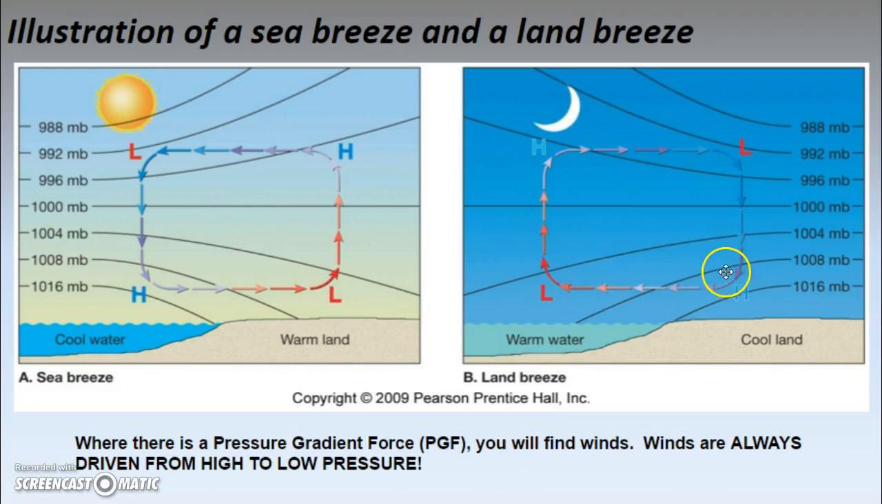And then at night, the process switches. At night, the water is slightly warmer. It's going to rise. And so this is your low pressure. Rising air is low pressure. High pressure is going to eventually push the air towards low. It's going to sink. And the process starts over again. So this is what we're forming, this pressure gradient force. Very important here. Let's apply a PGF. Where you have a pressure gradient force, you will find winds. Winds are always driven from high to low pressure.